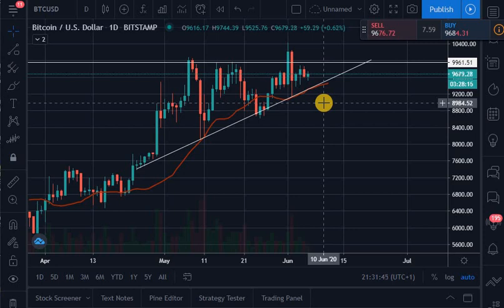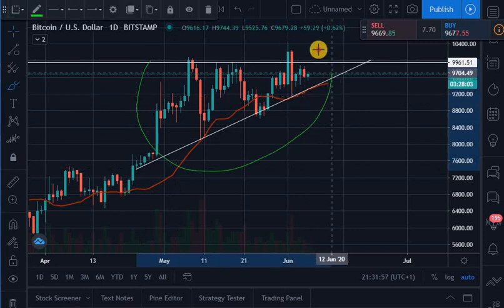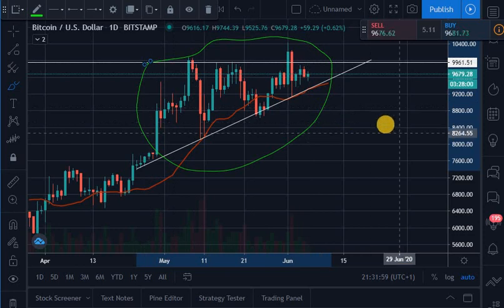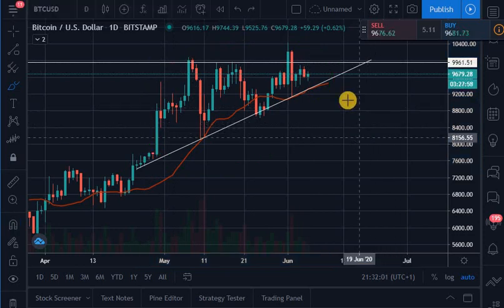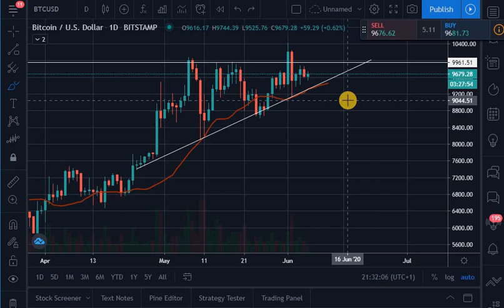I am on the Bitcoin US dollar chart. This pattern, as you can see, is called an ascending triangle. Now an ascending triangle is mainly a bullish pattern. That means the price tends to break upwards in this pattern.